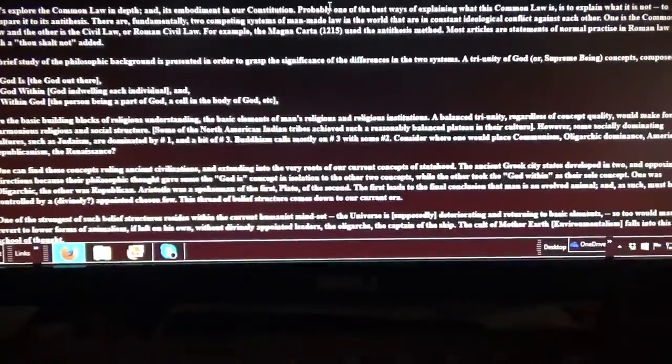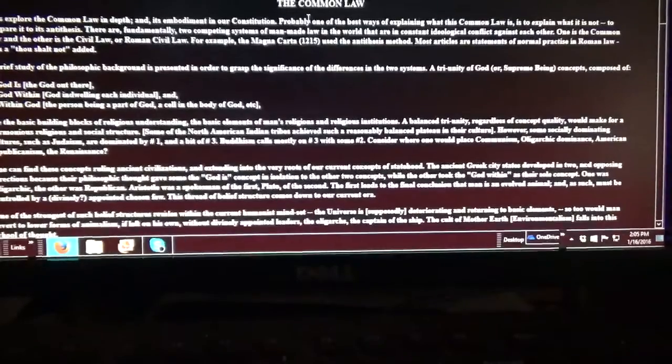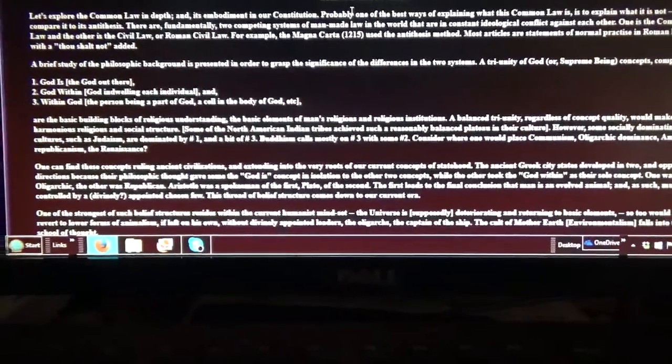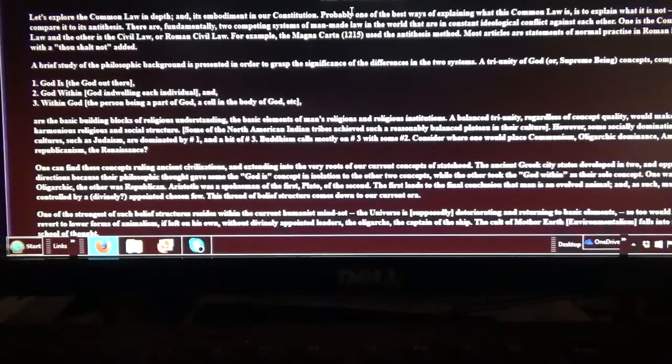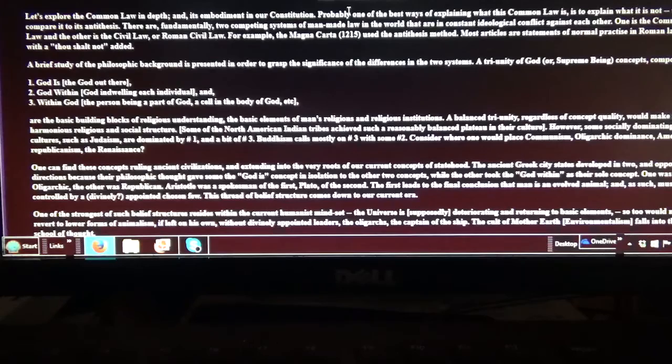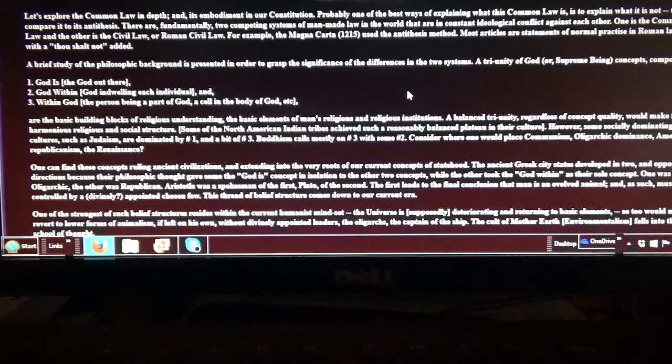Okay, this is the common law. Okay, let's explore the common law in depth and its embodiment in our Constitution. Probably one of the best ways of explaining what this common law is to explain what it is not, to compare it to its antithesis.